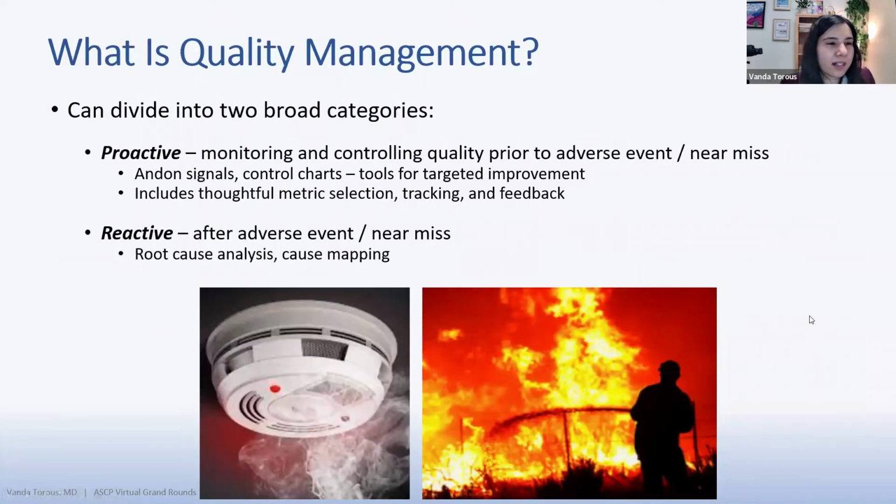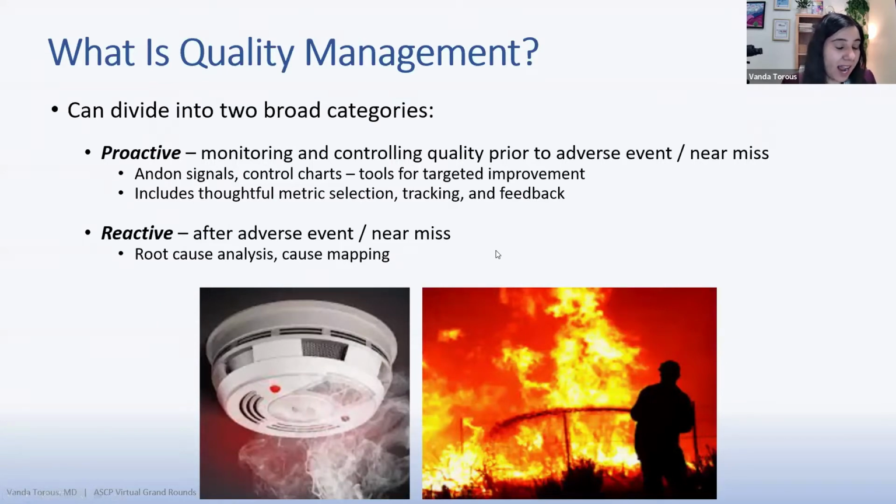Now, I like to think about quality management really as two broad categories of tools. We have proactive measures and we have reactive measures. So proactive include those for monitoring and controlling quality prior to an adverse event or near miss. These include Levey-Jennings signals, control charts. These can be used for targeted improvement. It also includes the thoughtful metric selection, tracking, and then feedback based off of these.